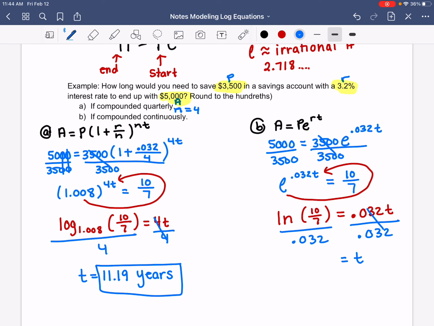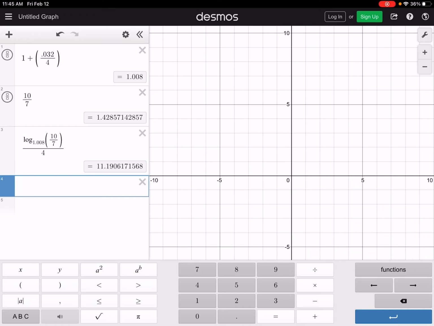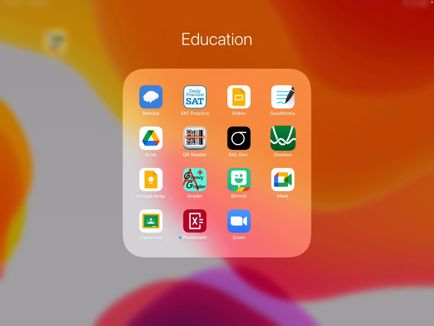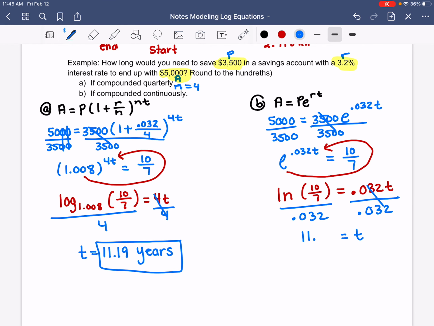So I have natural log of 10 over 7 divided by 0.032. So natural log of 10 divided by 7 divided by 0.032. So I get 11.146. We're rounding to 2 decimal places, so 11.15 years. So it's not that big of a difference.